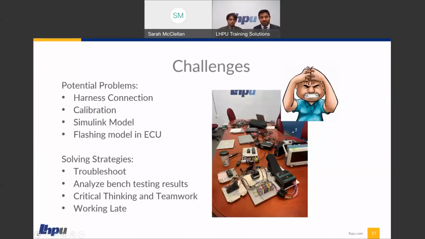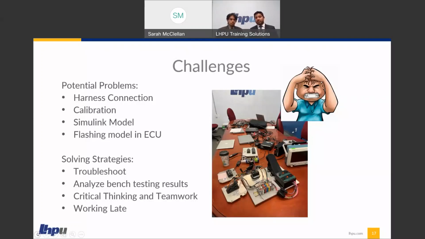So let's talk about some challenges. Obviously, there are a lot of challenges when you do engineering work, and the potential problems we faced earlier was the harness connection. Wiring is a very complex part of the control system, because if even one wire is not connected properly, then the whole system will not work.